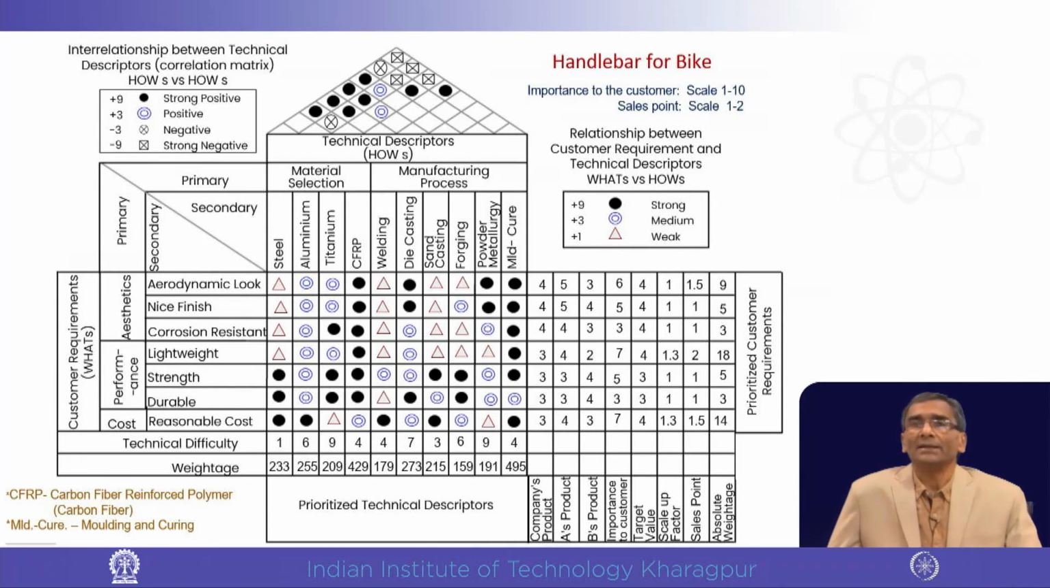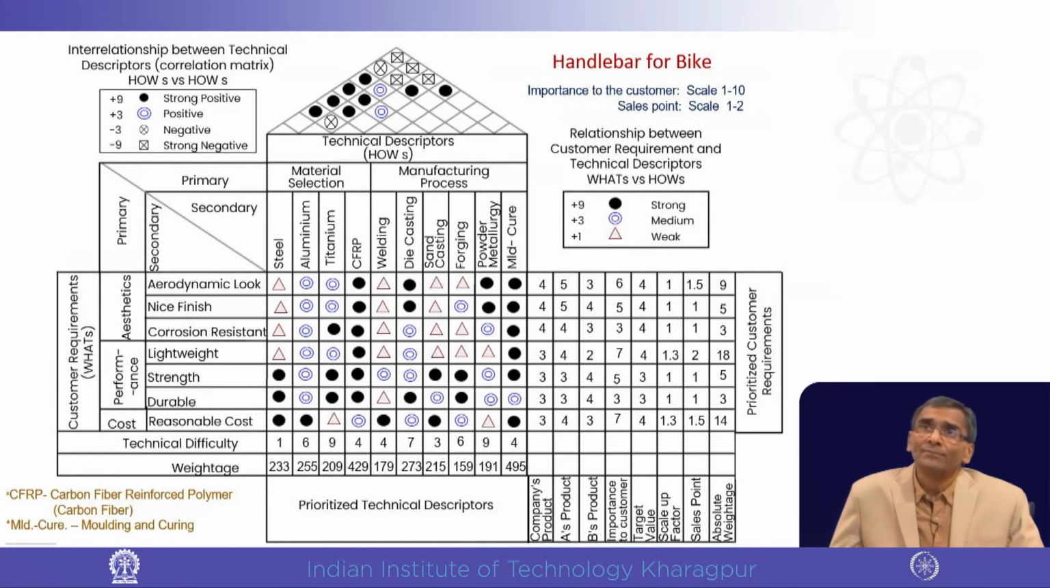Similarly, for the technical descriptors at the top, we break them into two broad groups at the secondary level. When you are saying how, it is basically answered with two questions: what material is to be used, and how the material will be processed. If I want a pin to be developed, I will say we use steel and then turn it. If we want a bolt, we will have steel and then do the threading, milling, turning, or whatever the processes are.